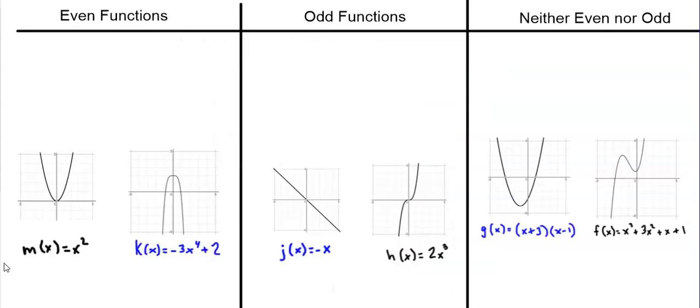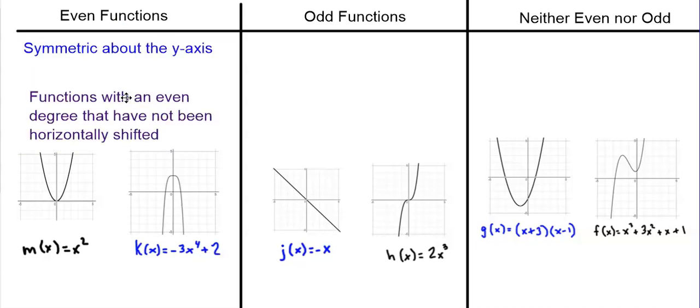So another way we can classify functions is by classifying them as even, odd, or neither even nor odd. So here are some examples of even functions, odd functions, and then functions that are neither even nor odd. Here you can see we have m of x equals x squared and k of x equals negative 3x to the 4th plus 2. Even functions are symmetric about the y-axis.